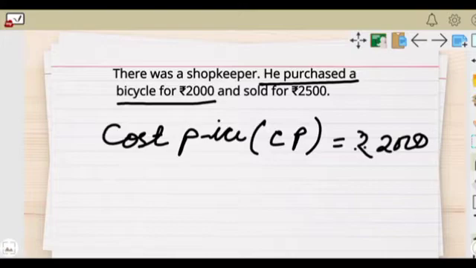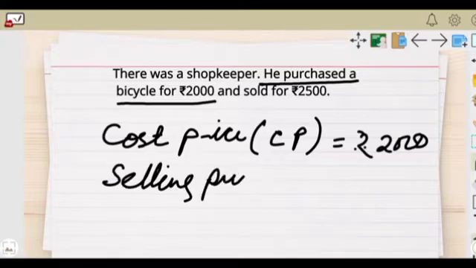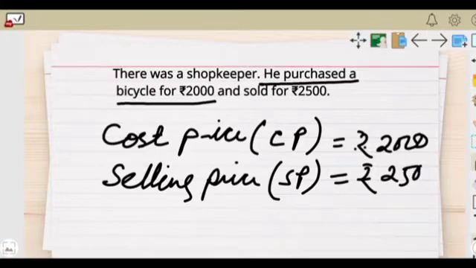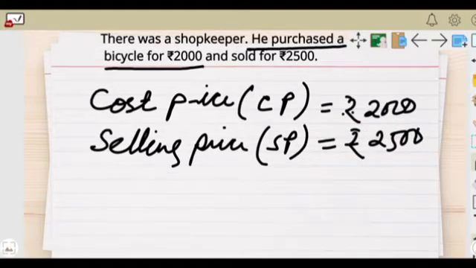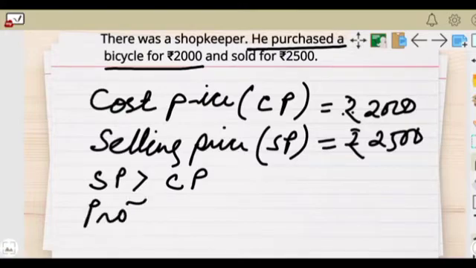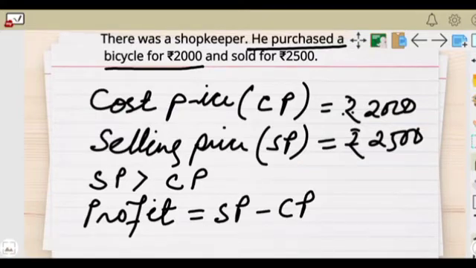Now what happened? He bought this bicycle for rupees 2000 and again, he sold it. By how much? 2500. So, selling price, we can write here SP. SP is rupees 2500. So we have seen that there is a difference between the cost price and the selling price. Here we find selling price is bigger than cost price. That means there is a profit. So let me write the formula for profit. Profit equals selling price minus cost price.